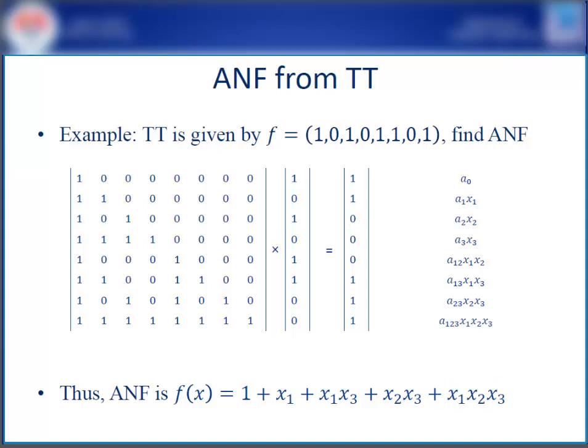So this algorithm for retrieving algebraic normal form from the truth table is quite simple. However, as the number of input variables increases, the size of this AN matrix is going to increase, so it is a quite time-consuming operation to compute the algebraic normal form of a Boolean function using this method.